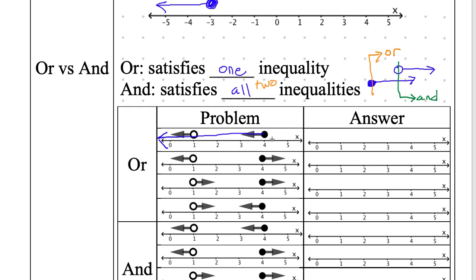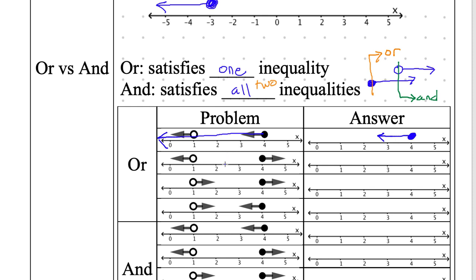So where does the solution begin? Well, it begins back here at 4. The solution here starts at 4, and goes to the left. So if I combine these two with OR, it turns into just this one graph. And that's the whole point of today's lesson, combine two graphs to make one graph. How do I do that?